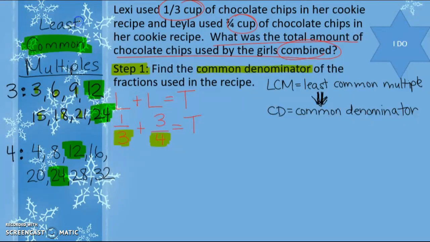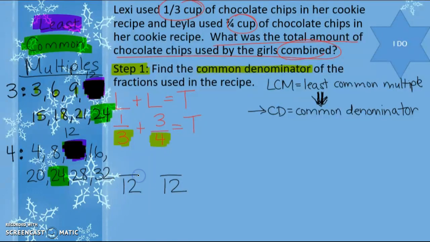So let's highlight the least common multiple in pink. Which multiple is the least or the smallest number? You're right. Uh-oh, I made it disappear. The number is 12. So that's going to be our common denominator. Let's use the number 12 as our denominator. Now, after we use the number 12, we've got to take another step. So let's go to step 2.